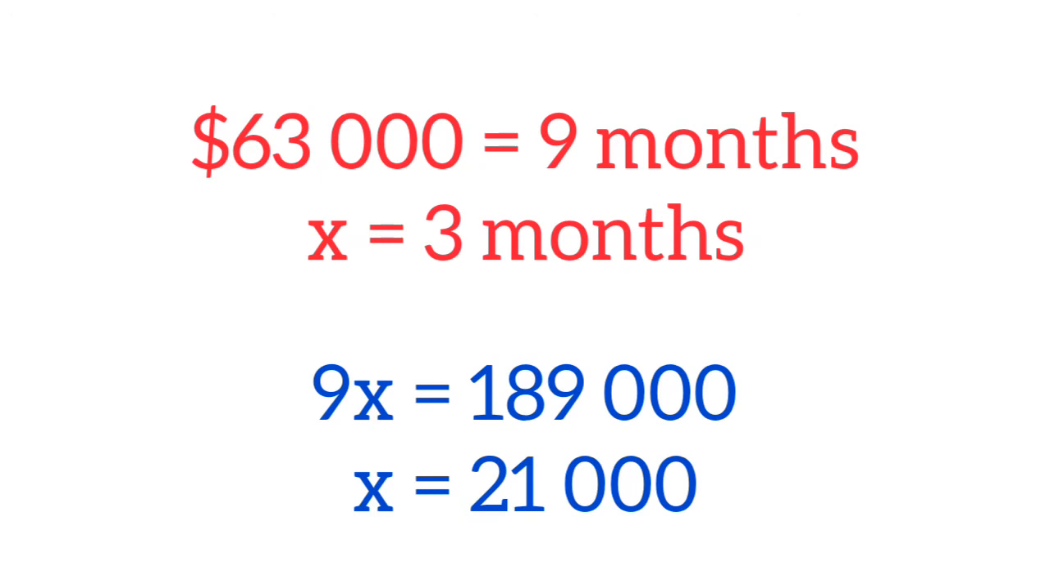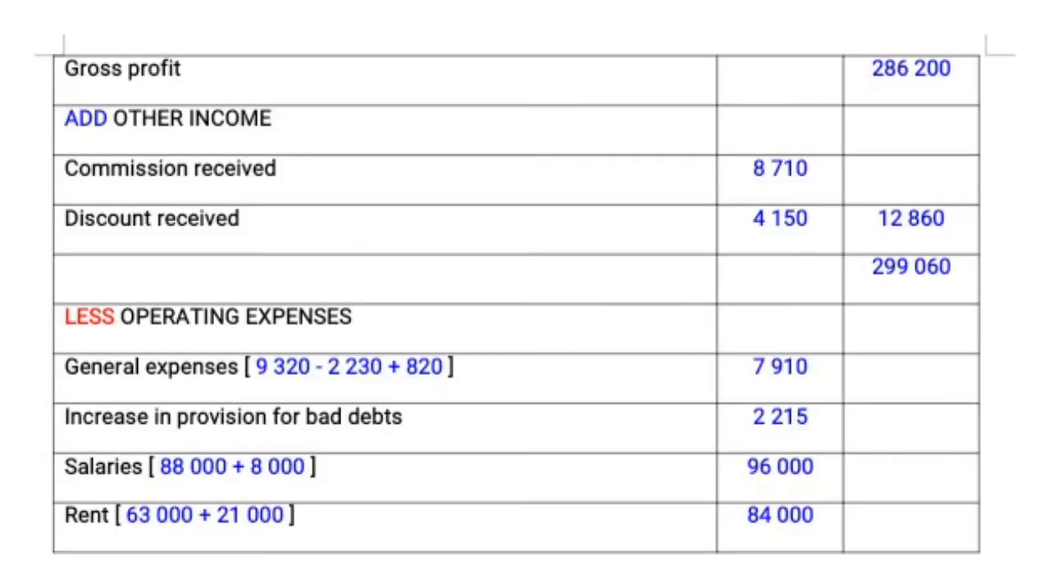So how am I going to record rent under the expenses heading? I'm going to take 63,000 in the trial balance, then add it with the 21,000 representing the last 3 months, or the last quarter which was unpaid. So if you add the two, you get 84,000. I hope you are listening, class.